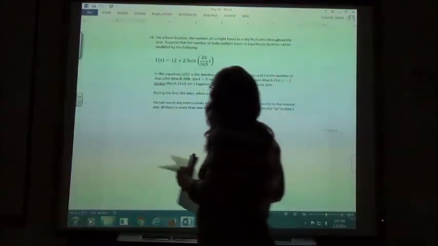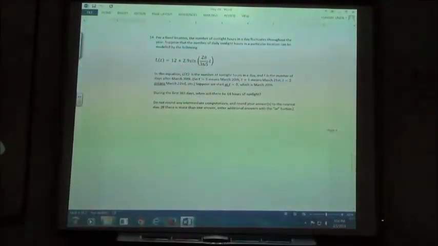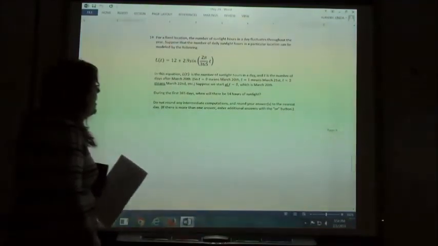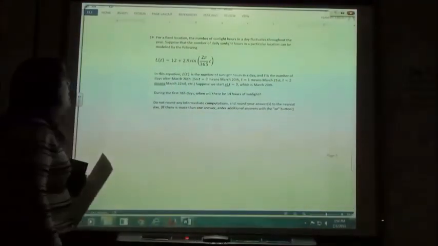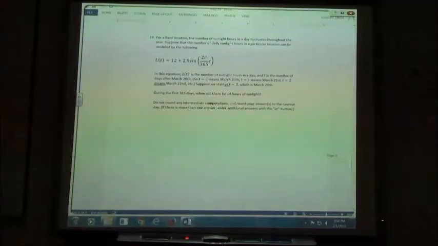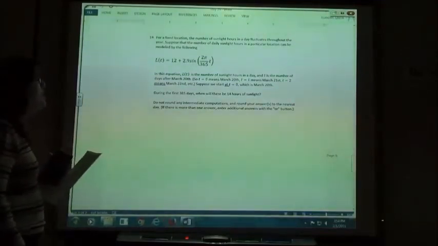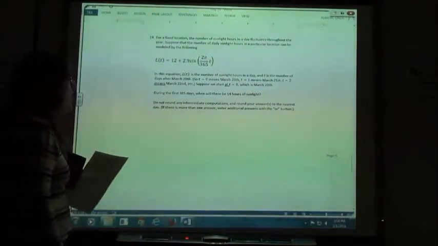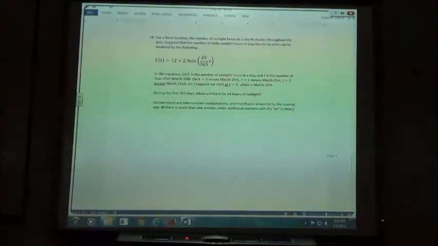So number 14, if we look at number 14, it says for a fixed location, the number of sunlight hours in a day fluctuates throughout the year. Suppose the number of daily sunlight hours in a particular location can be modeled by the following. L of t equals 12 plus 2.9 sine of 2 pi over 365t. In this equation, L of t is the number of sunlight hours in a day. T is the number of days after March 20th. So t0 means March 20th, t1 is March 21st, t2 is March 22nd, and so forth. Suppose we start at t0, which is March 20th.